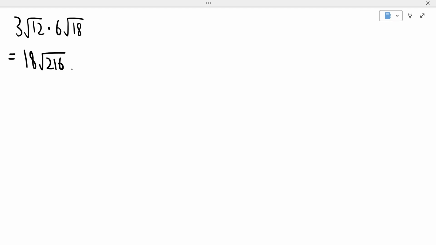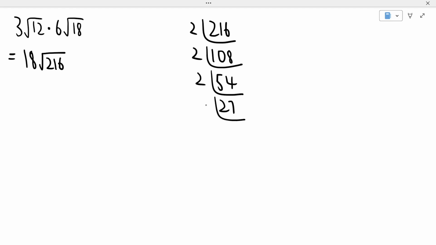We're not done yet, because we can still simplify the square root of 216, and to do that, we need to find the prime factorization of 216. So 216 divided by 2 is 108, and 108 divided by 2 is 54. 54 divided by 2 is 27, and 27 divided by 3 is 9, and then 9 divided by 3 is equal to 3, and 3 is a prime number, so we're done. And this means that 216 can be factored as 2 times 2 times 2 times 3 times 3 times 3.